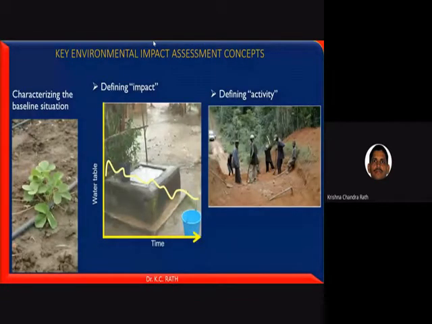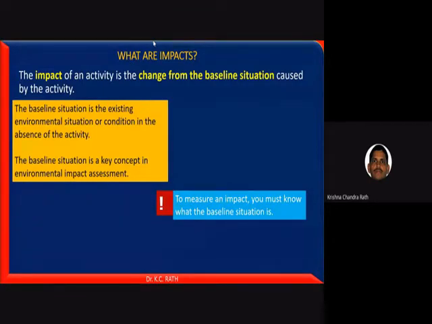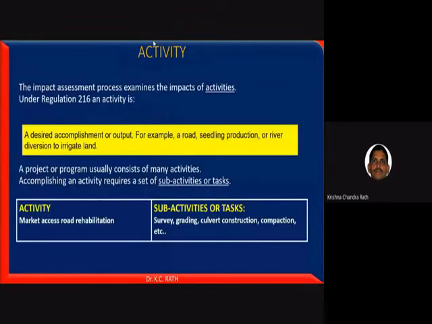And this key environmental impact assessment concept is based on the baseline situation, and then impact, and defining the activities. This baseline situation is not a snapshot over time. The groundwater level shows both variability and trend over time. And impact of activities is the change from the baseline situation caused by the activities. And activities are the accomplishment or output, for example, road, seedling production, river diversion to irrigated land, etc.